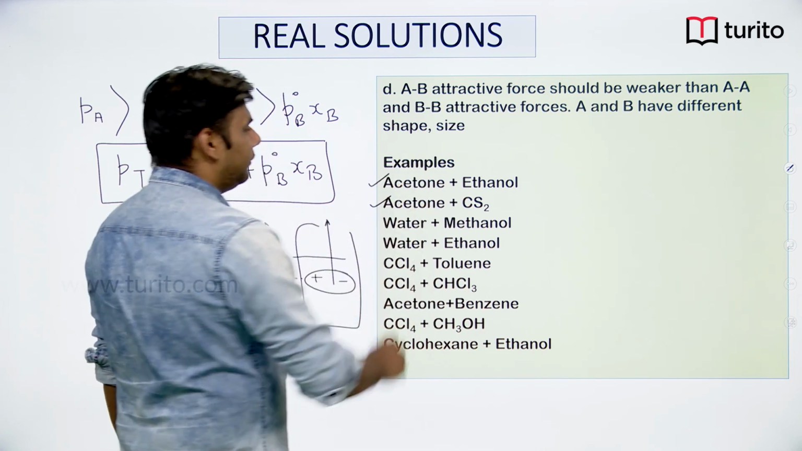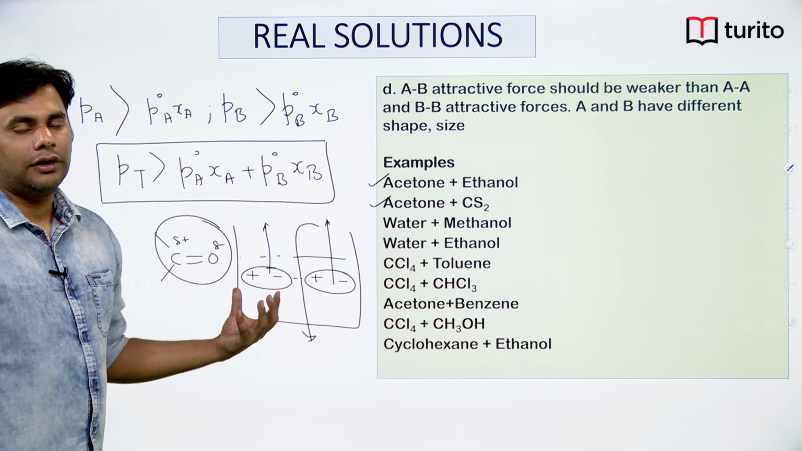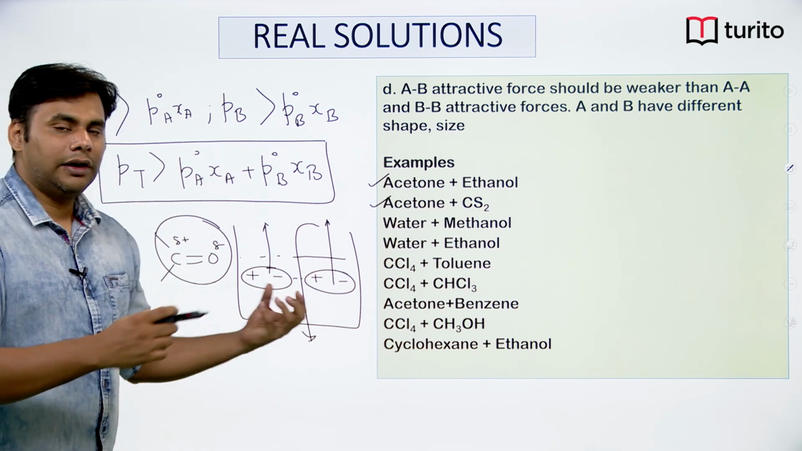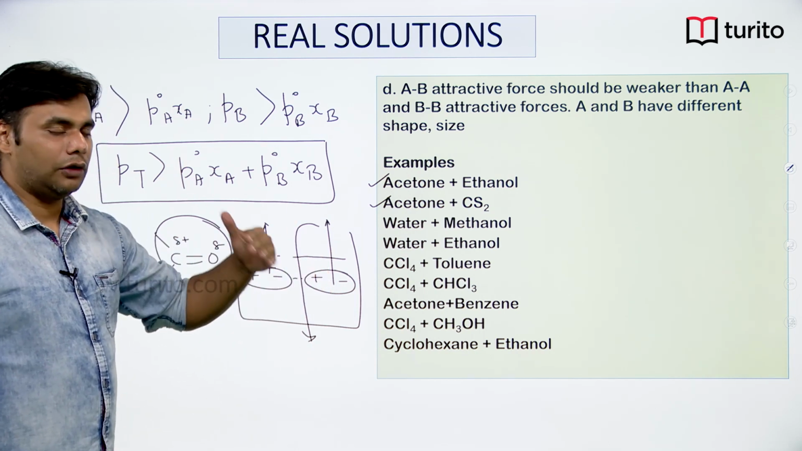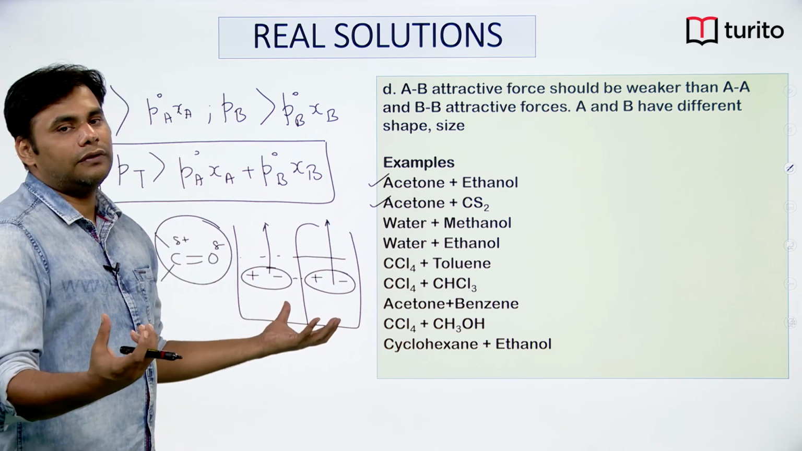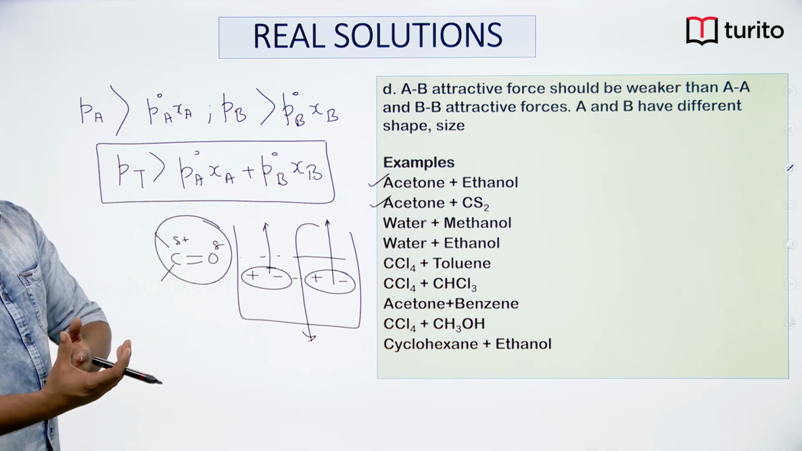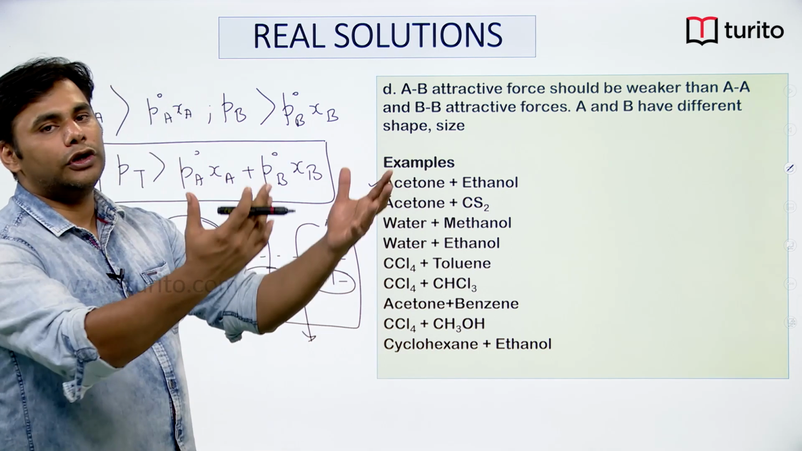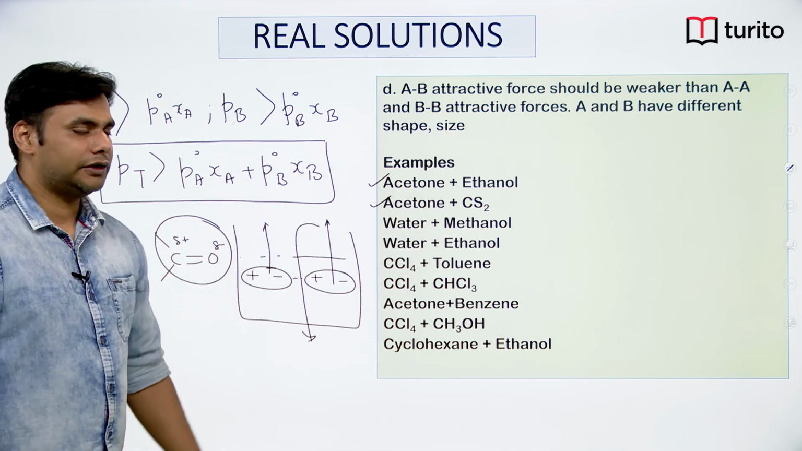Similarly, acetone and ethanol. Ethanol was forming hydrogen bonding, and acetone itself was forming a dipole interaction. When you add acetone to ethanol, acetone would come in between the ethanol molecules. The hydrogen bond between ethanol would be disrupted, and the ethanol would become free and escape easily. Similarly, the interaction between acetone molecules would weaken when ethanol comes in between them, due to which the acetone molecules can easily escape into the vapor phase. So the vapor pressure would increase.